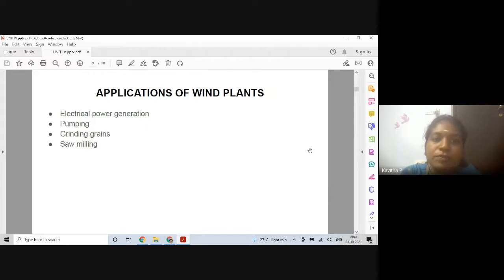Applications: it can be used for generating electricity, for pumping water, for grinding grains, and in sawmill industries, and there are various other applications. One more difference between a wind power plant and a windmill is that when we retrieve electricity from wind energy, it is called a wind power plant. When the wind turbine blades are rotating and we use that mechanical energy to do some other useful work, it is called a windmill.